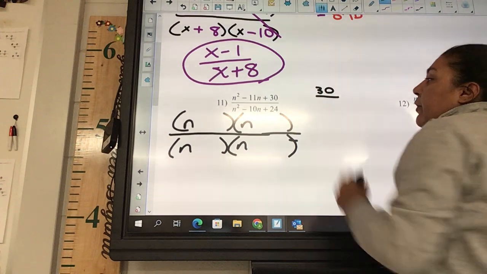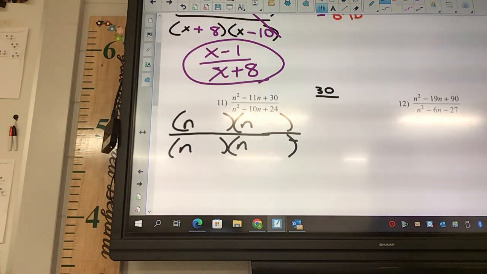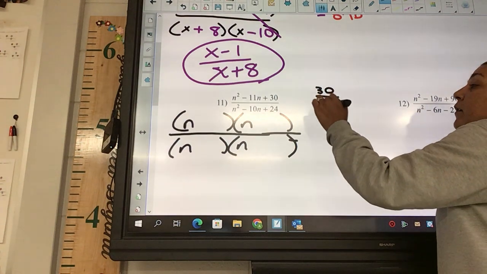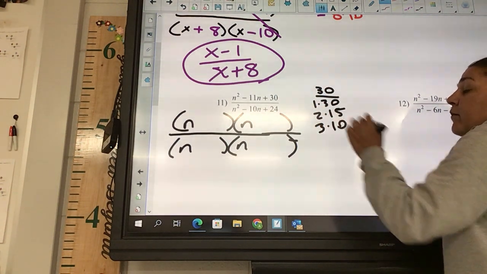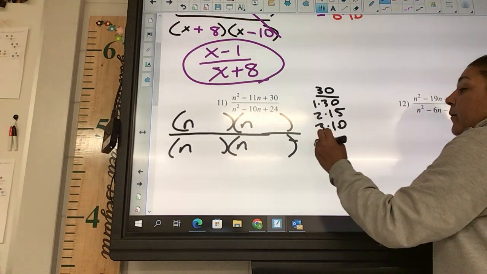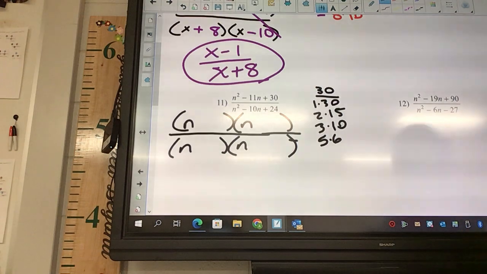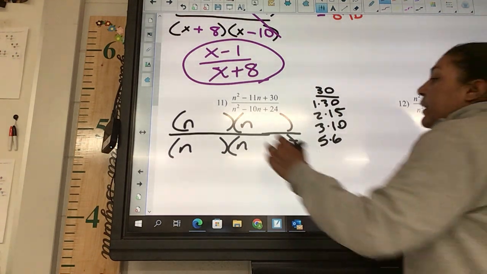Okay, I'm working with 30. What are some factors of 30? 1 and 30, 2 and 15, 3 and 10, 5 and 6. Okay, I need something to give me an 11. Negative 5 and negative 6. Yep, and I need a negative 11.